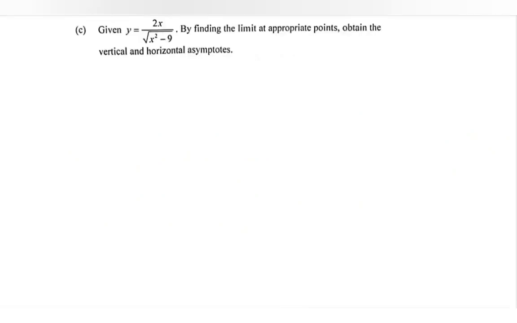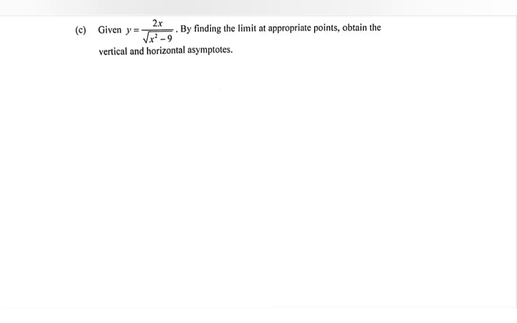Hello everyone, in this video I'm going to discuss an example for limits and also asymptotes. Given the question, we have y equals 2x over the square root of x squared minus 9. By finding the limits at appropriate points, obtain the vertical and also the horizontal asymptotes. Then if possible, we can make use of the information given to sketch a graph.